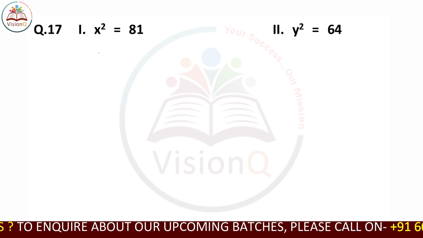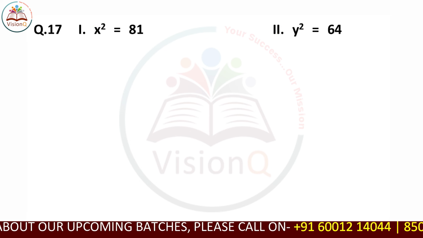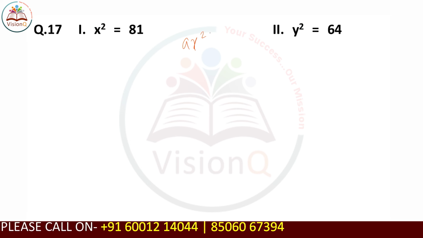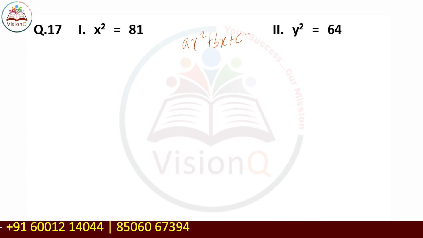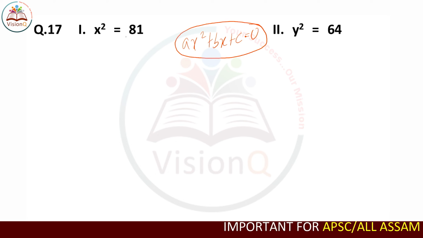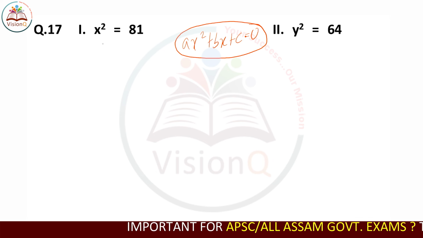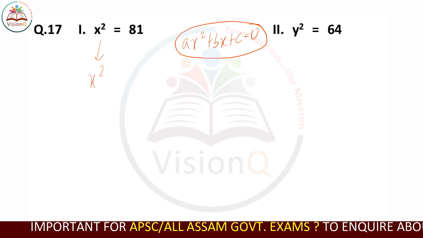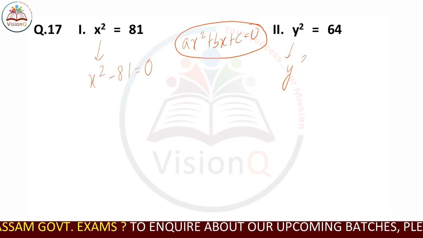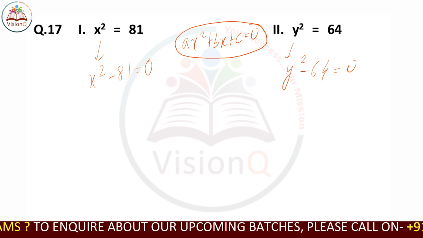Now, before solving such equations, I always have to convert them to the standard form of a quadratic equation, which is ax square plus bx plus c equal to 0. This is the standard form or general form of a quadratic equation. So if I convert both these equations to this form, the first equation becomes x square minus 81 is 0. And the second equation becomes y square minus 64 is 0.